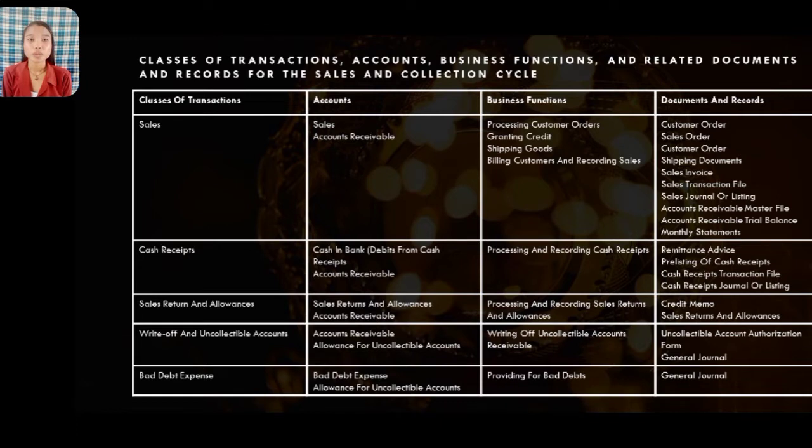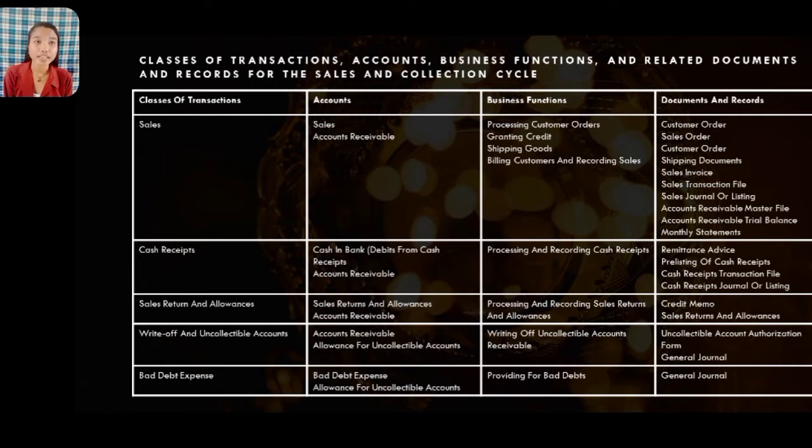The following business functions are affected. In sales, they are processing customer orders, granting credit, shipping goods, billing customers, and recording sales. While on cash receipts, we have processing and recording cash receipts. For sales returns and allowances, processing and recording sales returns and allowances. The fourth one is write-off of uncollectible accounts receivable. And for bad debts, we are providing for the bad debts.